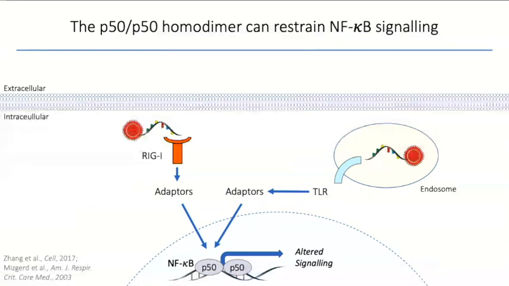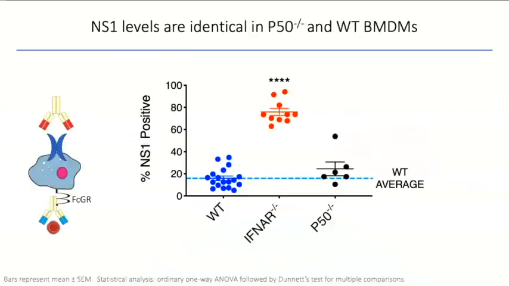For example, Misgerd et al. found that P50 knockout mice produce more pro-inflammatory cytokines in response to bacterial pneumonia than wild-type animals. I decided to examine the role of P50 in dengue virus infection using my bone marrow-derived macrophage model. So here are the levels of NS1 staining of wild-type, IFNA-deficient, and P50-deficient cells at 48 hours post-infection. All cells have been treated with MAR1.